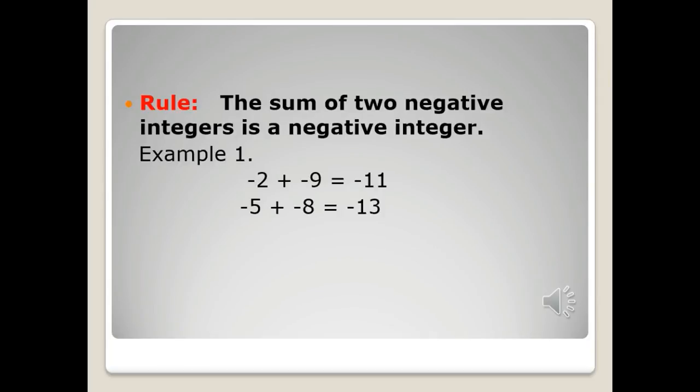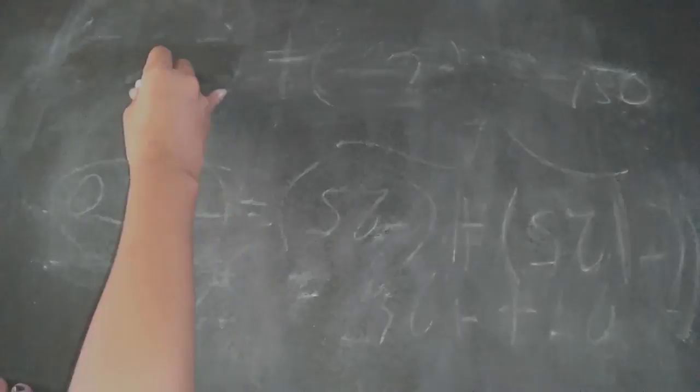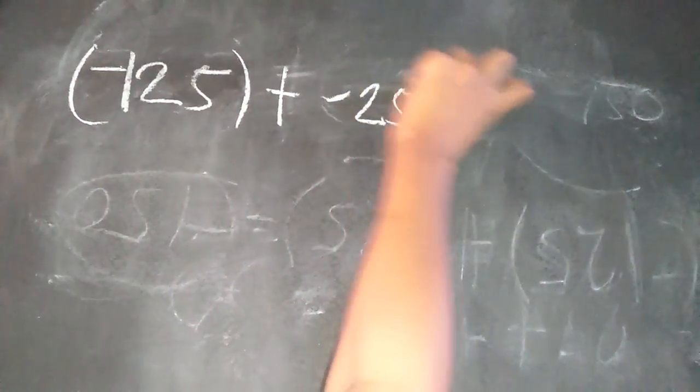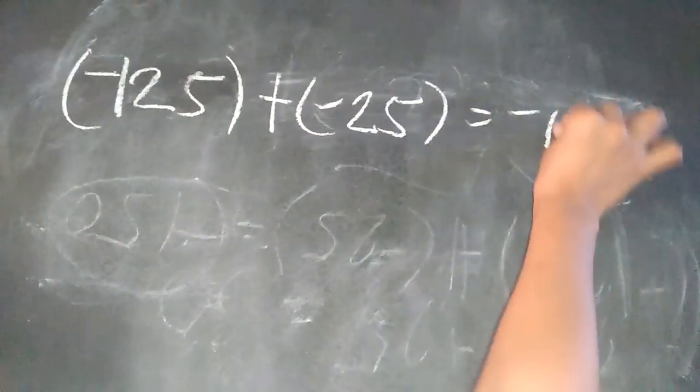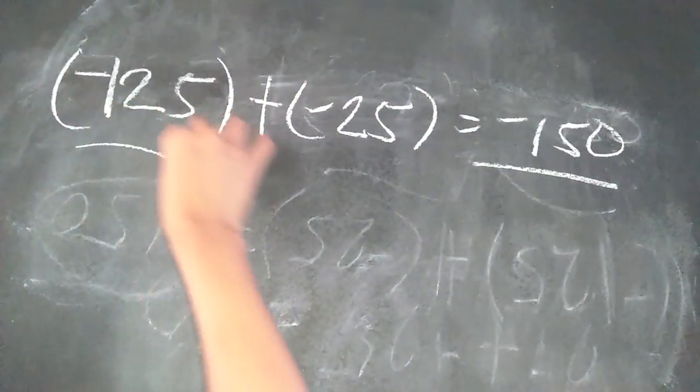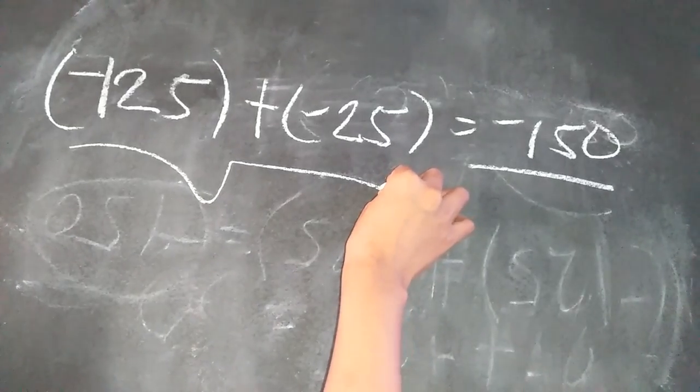The second rule is that the sum of two negative integers is a negative integer. Example: -2 plus -9 is equal to -11. -5 plus -8 is equal to -13. An example for rule number 2: -125 plus -25 is equal to -150. Negative is the answer since the two given integers have the same sign, which is negative.